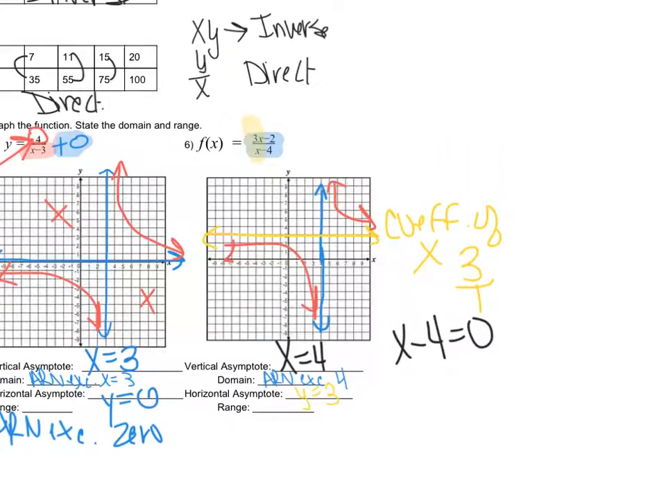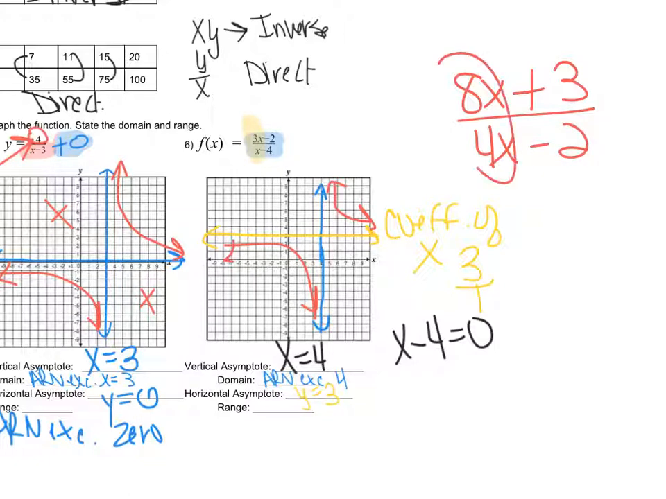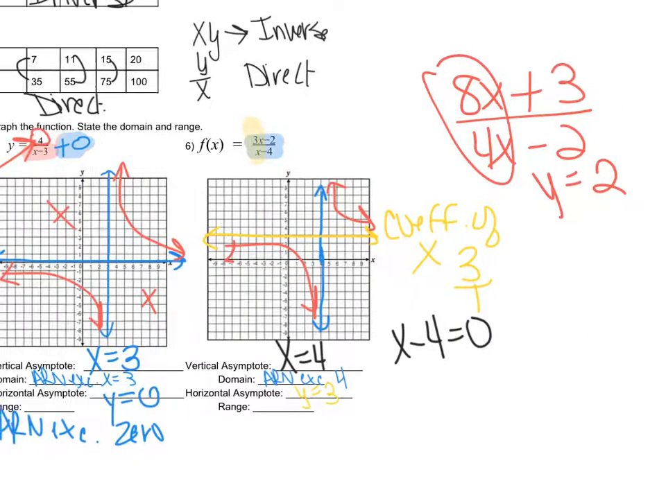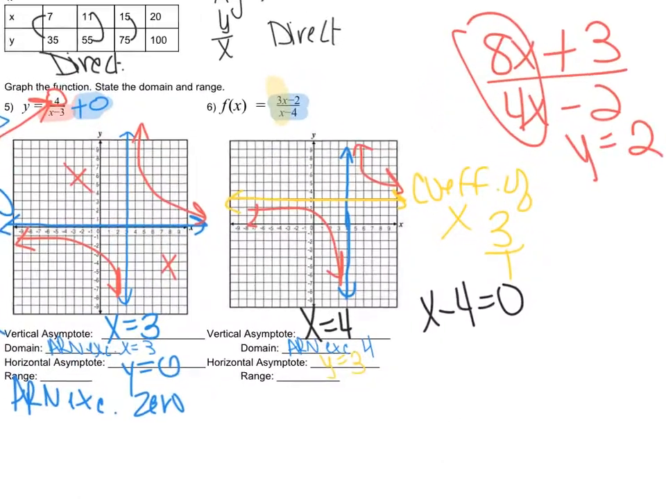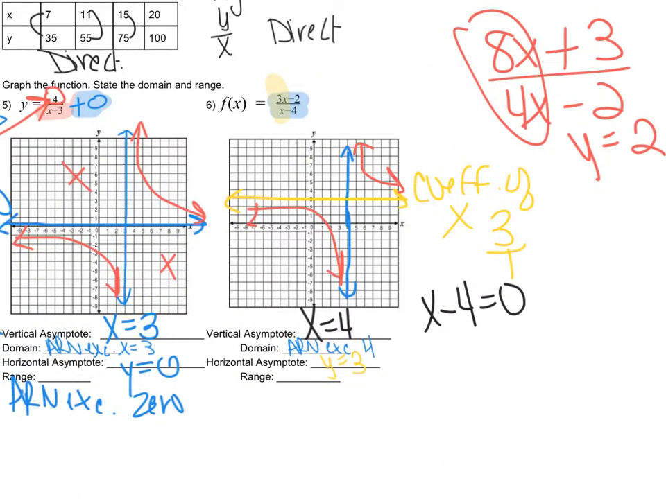Okay, so let's pretend for just a second on number 6 that we had 8x plus 3 over 4x minus 2. In this case, our horizontal asymptote would be at y equals 2. Just another example of what you might want to make sure you know. It's not always just going to be the numerator or anything like that. It's going to be the coefficients simplified of x.